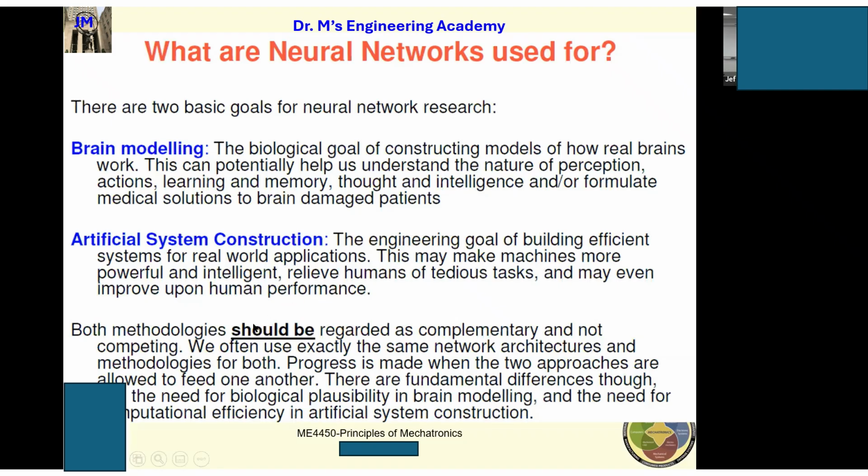Both methodologies should be regarded as complementary and not competing, right? Brain modeling, artificial system construction. We often use exactly the same network architectures and methodologies for both. The progress is made when the two approaches are allowed to feed one another. There are fundamental differences, though. For example, the need for biological plausibility in brain modeling and the need for computational efficiency in artificial system construction.